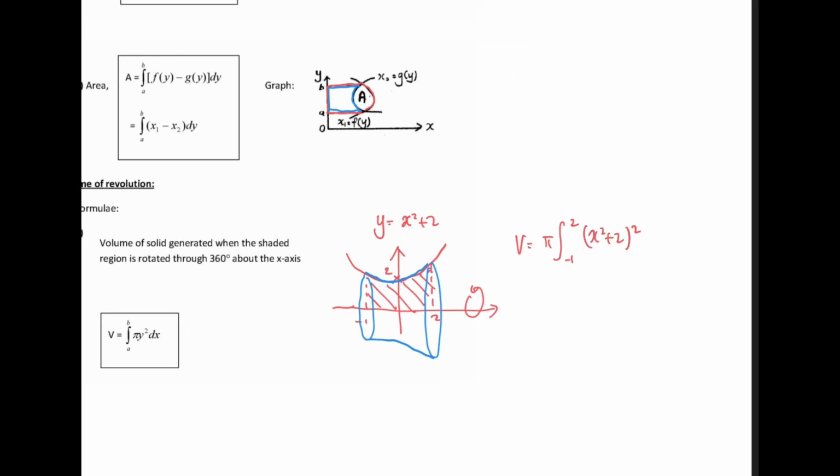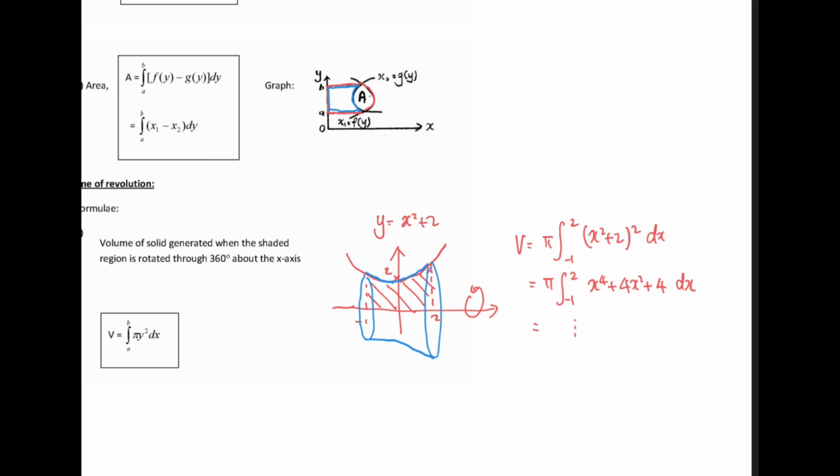Integrate from -1 to 2, (x squared plus 2) squared dx. So how to integrate? We have to square it first. When you square it, x to the power 4 plus 4x squared plus 4 dx. We have to do it like this, and then you can integrate. Then you get a volume.